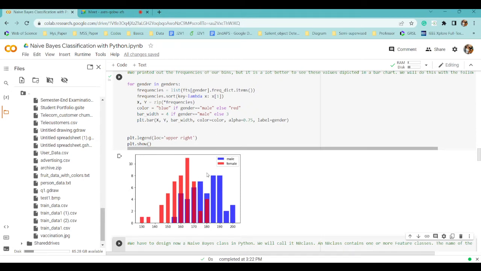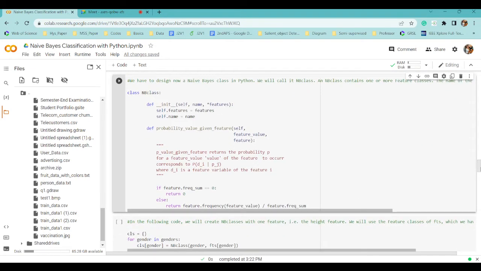We just wanted to see how many females and males belong to these height categories from 130 to 200, right? So what we can see is that the maximum for females is at 165, the middle one is 165, right? So the females' maximum is in the 165 height. Okay, that is what we are seeing. Now we have to design a Naive Bayes classifier. That is what we are working on, right?